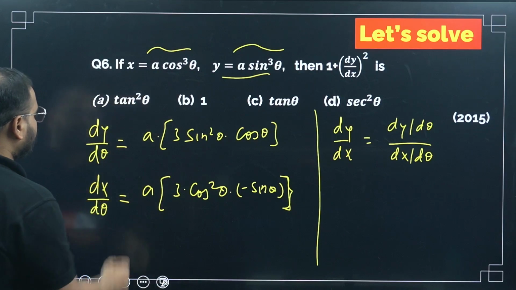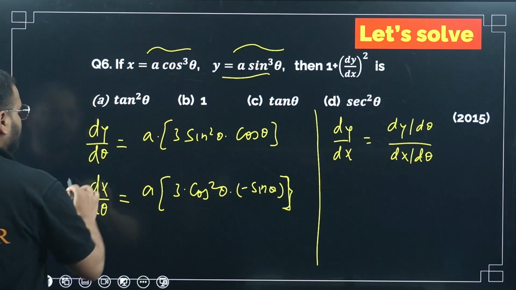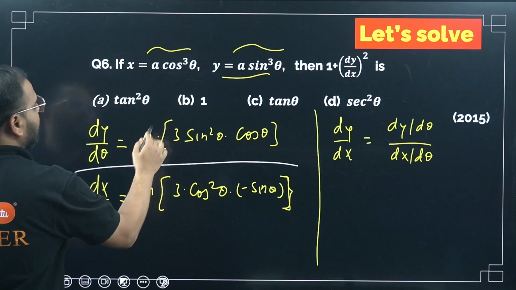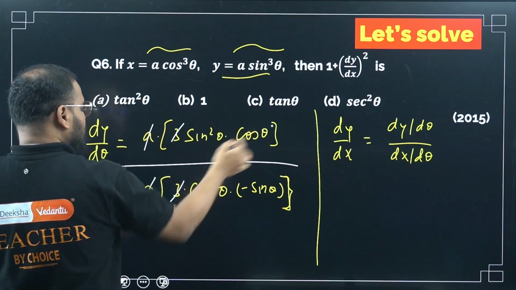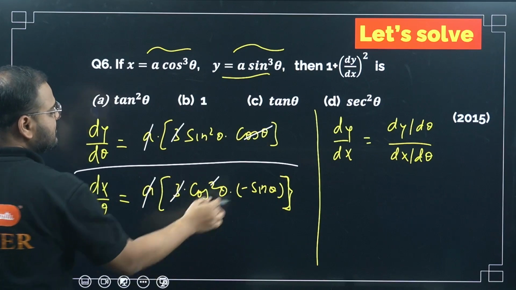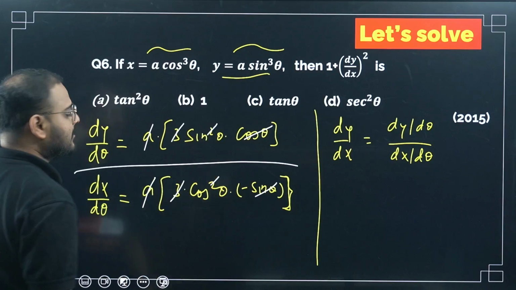How can I get the ratio of these two? If I divide them, I can do it over here only. Please see. If I divide them, a and a will cancel. 3 and 3 will cancel. Okay. This cos will cancel with one of the cos here, and this sine will cancel with one of the sine here. What is left now? Please check.